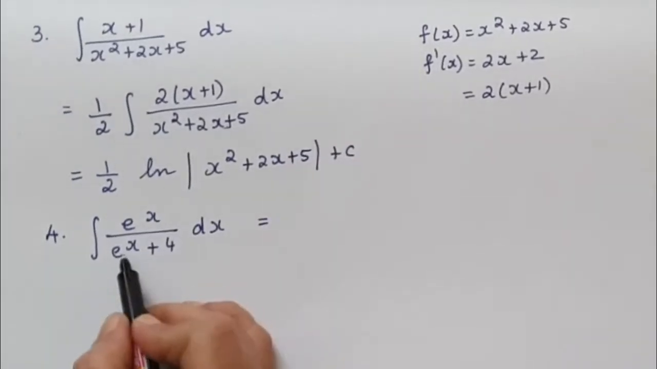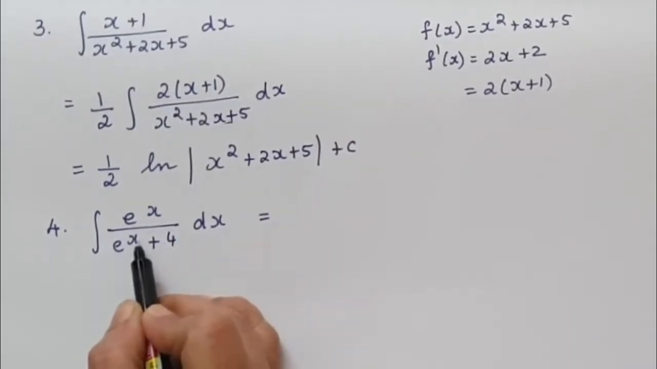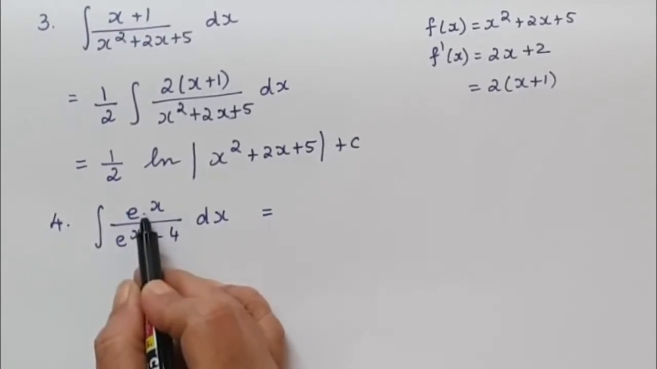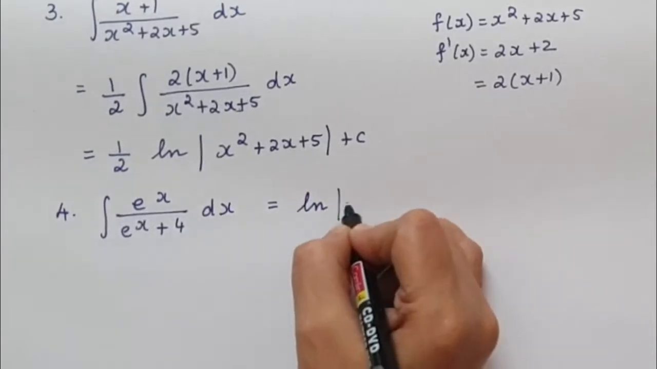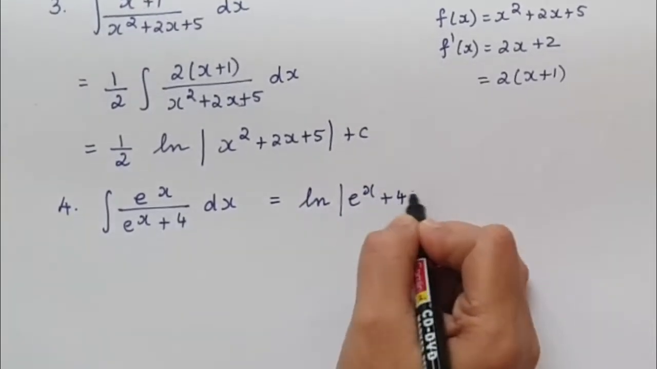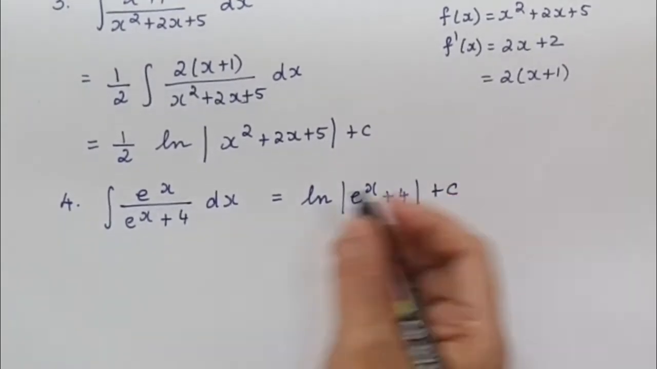Now in the same way, when we differentiate the denominator e power x plus 4, we get the numerator e power x. So automatically we can write this as ln of the denominator, e power x plus 4, plus c.